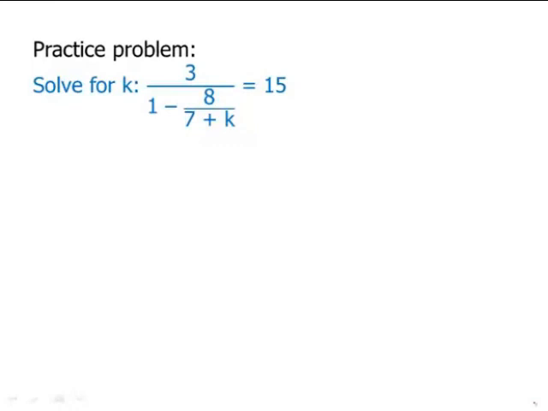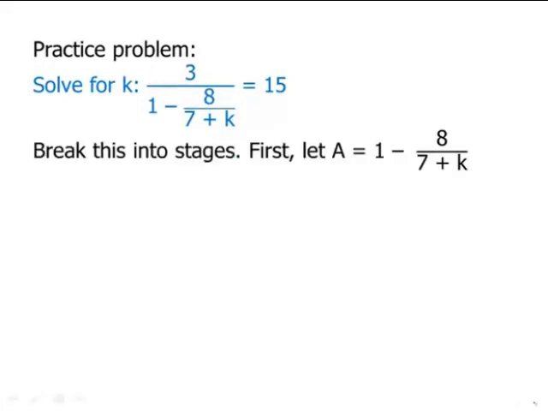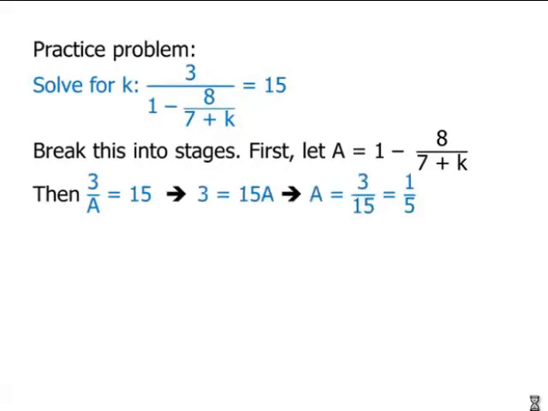Finally, a very different kind of problem. Pause the video and then we'll talk about this. All right, one way to go about this, break this into stages. Let a equal that entire denominator. So we're just going to simplify this. So all we're dealing with is 3 divided by a equals 15. Well, we can multiply by a, divide by 15, and that simplifies to 1/5. So a equals 1/5. That whole denominator equals 1/5.